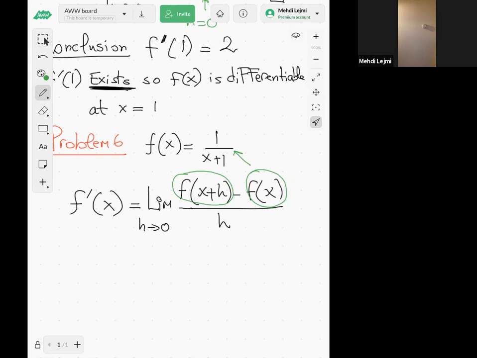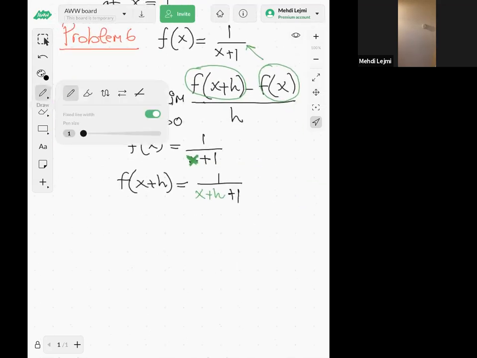We know f of x is just this 1 over x plus 1, but then we need to find f of x plus h. Well, f of x is 1 over x plus 1, so we have to substitute x by x plus h. There's an x in here, this x here, right? So then that will be 1 over, instead of x, we're going to have x plus h, and then there's plus 1, of course. So that's your f of x plus h. Now, let's compute the limit.